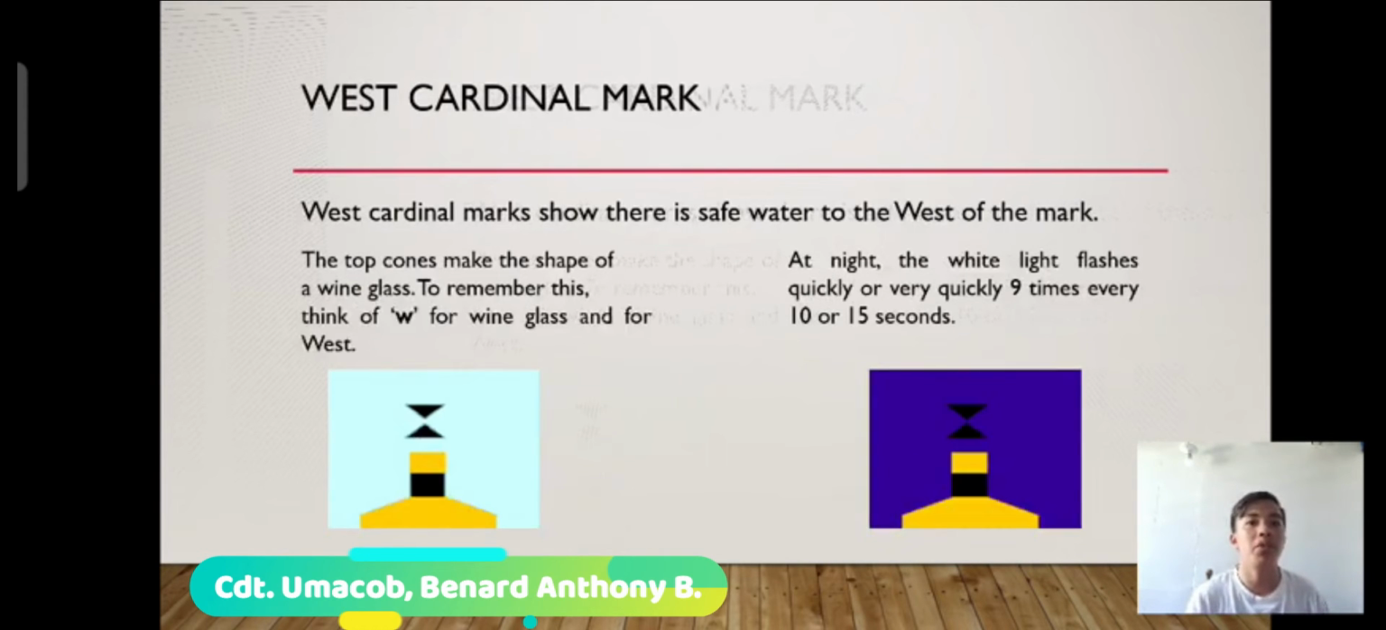Next, West cardinal mark. The West cardinal mark shows there is safe water to the west of the mark. So if you see a West cardinal mark, you will proceed to the west. The top cones make the shape of a wine glass or hourglass. To remember this, think of W for wine glass and for west. At night, the white light flashes quickly, or very quickly, 9 times every 10 or 15 seconds.